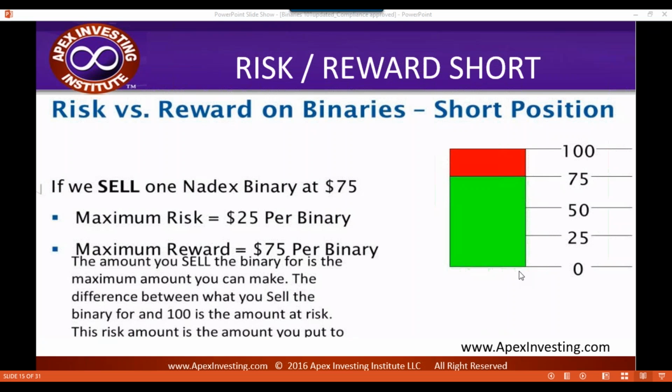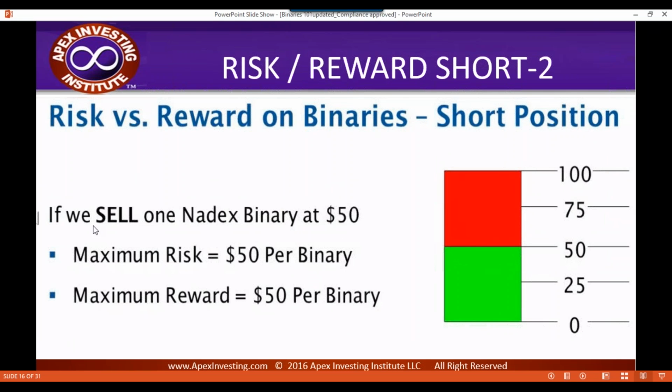And your amount at risk is the amount you have to put up to place the trade. So in this example, I only have to put up $25 to place the trade. Okay, let's see here. So that is how it works with a sell. For example, let's say we sold one Nadex binary at $50. Well, the amount at risk is $50. The maximum reward is $50. Okay? So that is the difference of a buy and a sell.